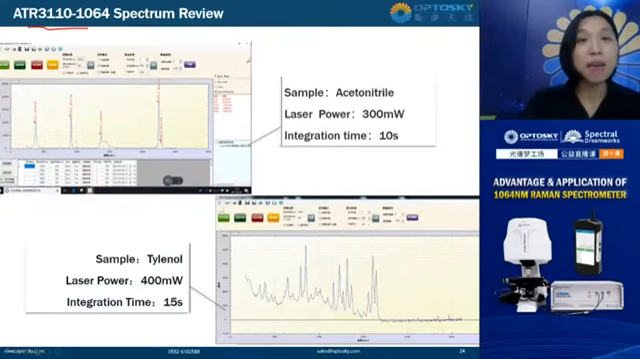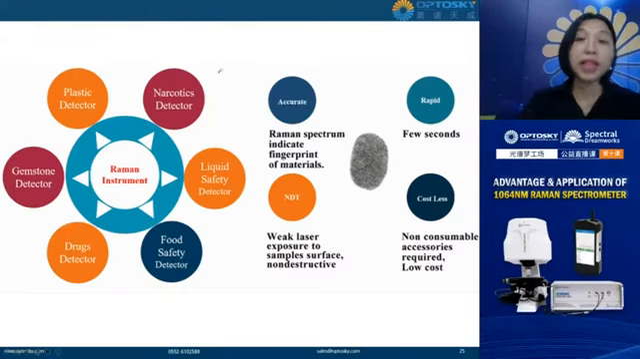And these are some examples of spectra, like acetone, nitrile and Tylenol. All these spectra have a very nice shape. And the Raman spectrometer is used widely in narcotic drug detection, liquid safety detection, and also for food safety, for drug detectors, gemstones, and plastic detectors. All these six applications use Raman spectrometers.